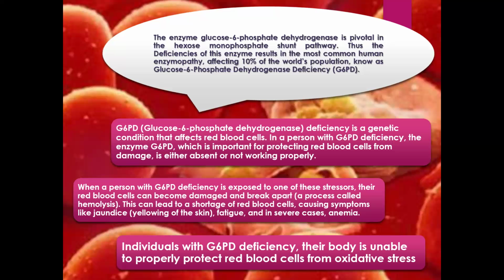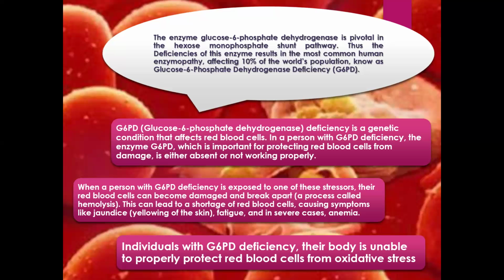Glucose 6-phosphate dehydrogenase deficiency is a genetic condition that affects red blood cells. In a person with G6PD deficiency, the enzyme G6PD, which is important for protecting red blood cells from damage, is either absent or not working properly. When a person with G6PD deficiency is exposed to one of these stressors, such as oxygen-reactive species or infection, their red blood cells can become damaged and break apart, a process known as hemolysis. This can lead to a shortage of red blood cells, causing symptoms like jaundice, that's yellowness of the skin, fatigue, and in severe cases, anemia.